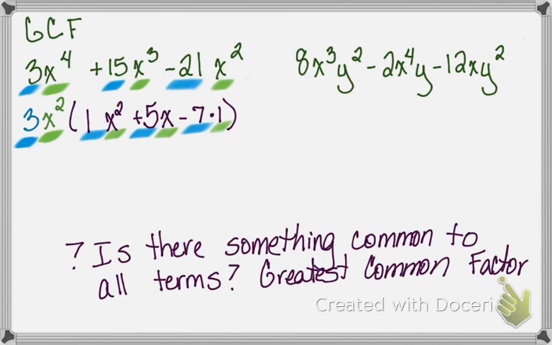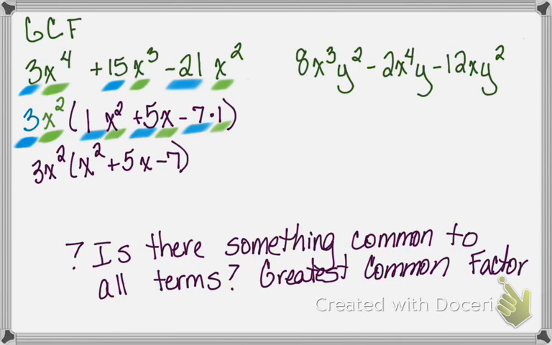Be careful with that. Okay, so what I have done here is I have factored out 3x squared. And I'm left with x squared plus 5x minus 7. So that is my final answer right there: 3x squared times x squared plus 5x minus 7. Okay? Okay, can we do the next one?